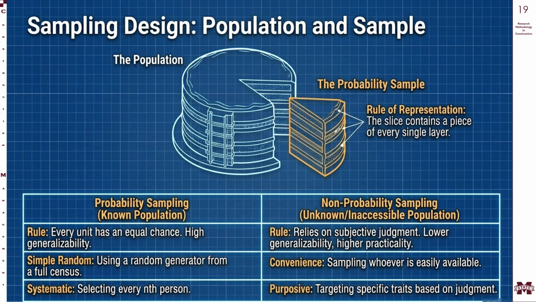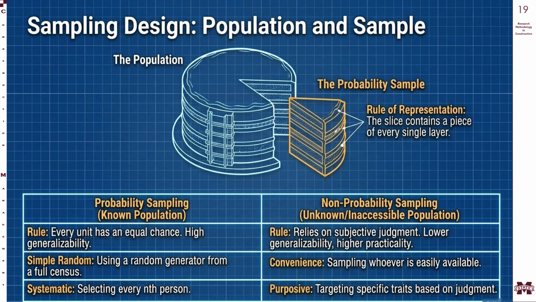The slides use the cake analogy. The population is the entire cake, your sample is a slice. For your results to be meaningful, that slice needs to contain a bit of every layer. That's the rule of representation. If your sample is biased, if it misses some layers, your conclusions won't reflect the full population.